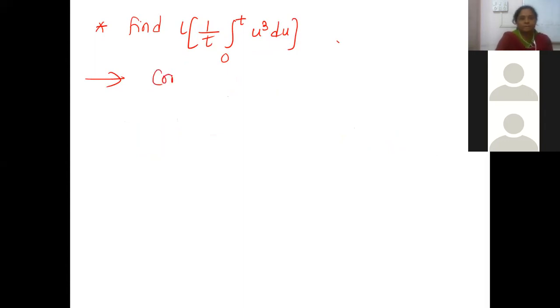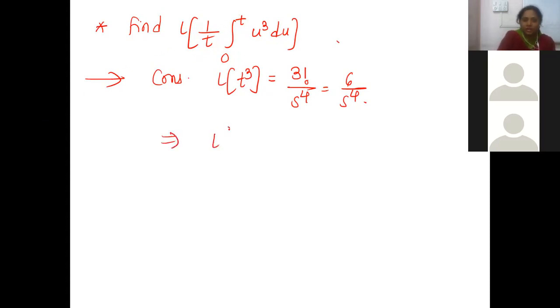Laplace of t cube first. Correct. What is that? 6 upon s raised to 4. Right. Very good. On that, can you exchange these two? No. Wherever there is an integral or derivative, you cannot exchange. So the integration is there at number 2. On this, it should be there itself: 0 to t, where you change the variable t to u cube du.